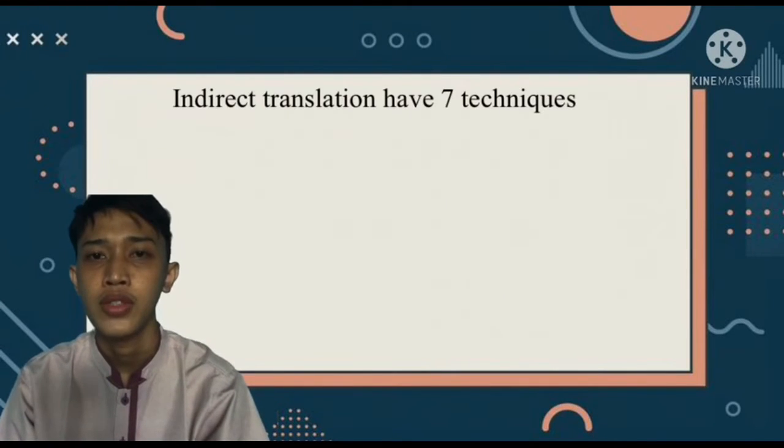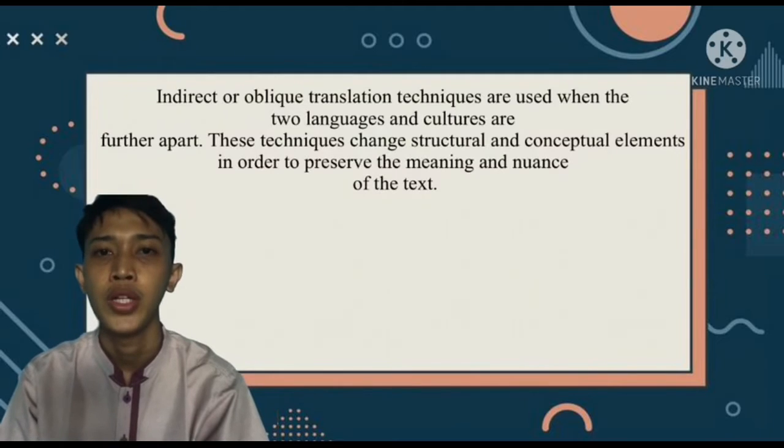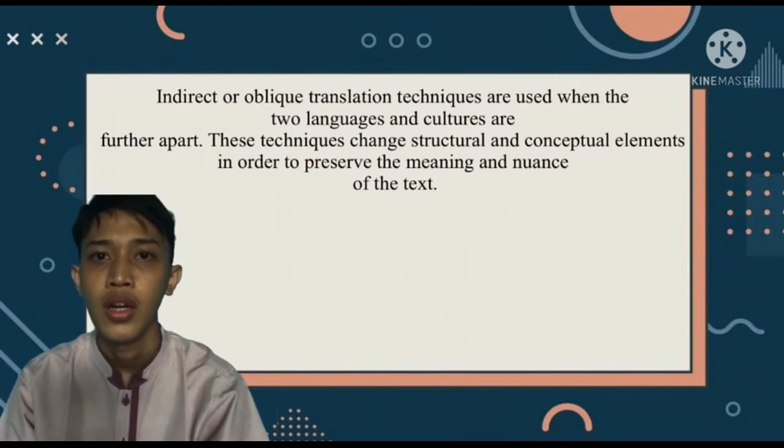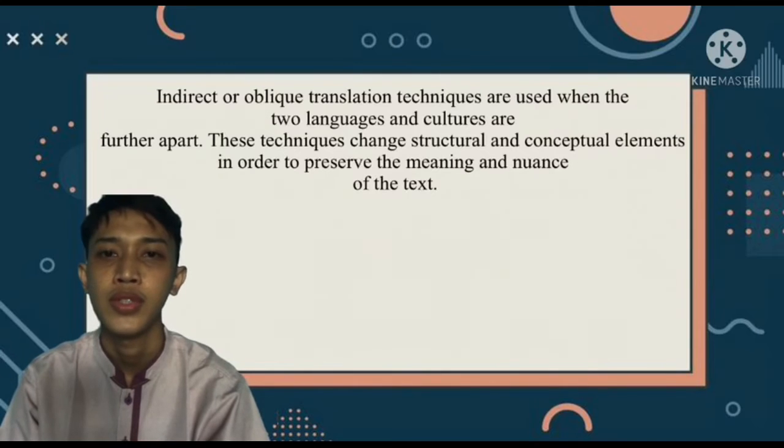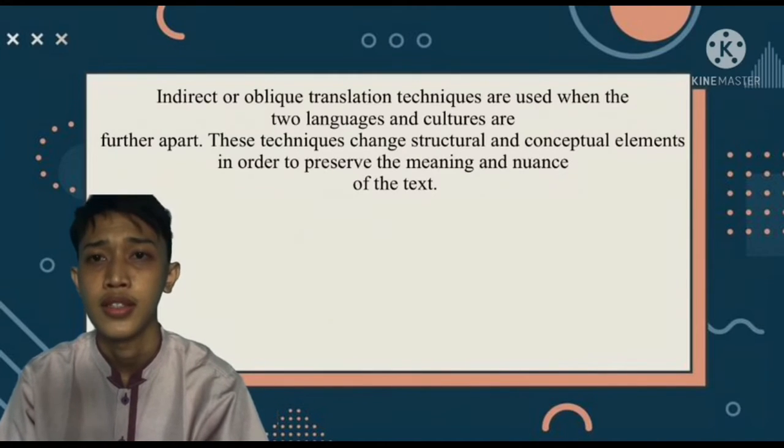Next is the indirect technique. Indirect or oblique translation techniques are used when the two language cultures are far apart. This technique changes structural and conceptual elements in order to preserve the meaning and use of the text.